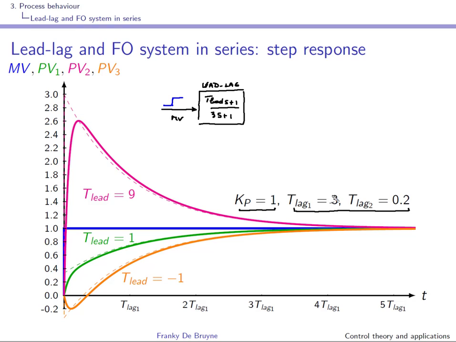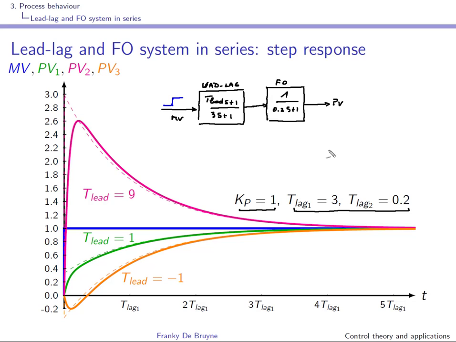And remember that the overall system can be seen as the succession of a lead lag with a first order system. This first order system will have gain 1 and time constant t lag 2, so here 0.2 seconds. So the transfer function is 1 over 0.2 s plus 1, and the output is MV that goes through the succession of this lead lag and this first order system.